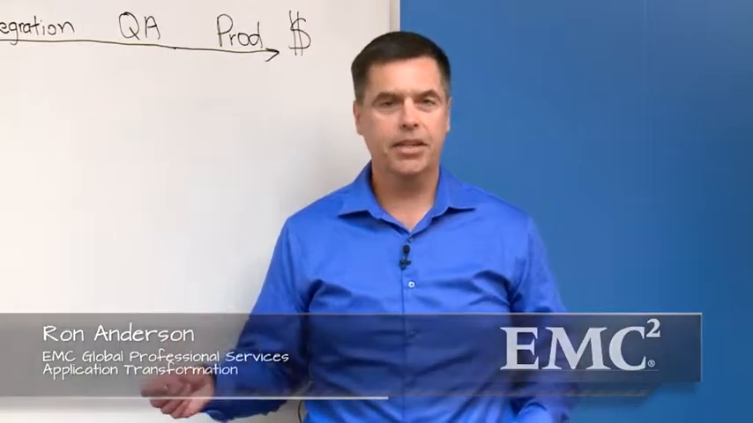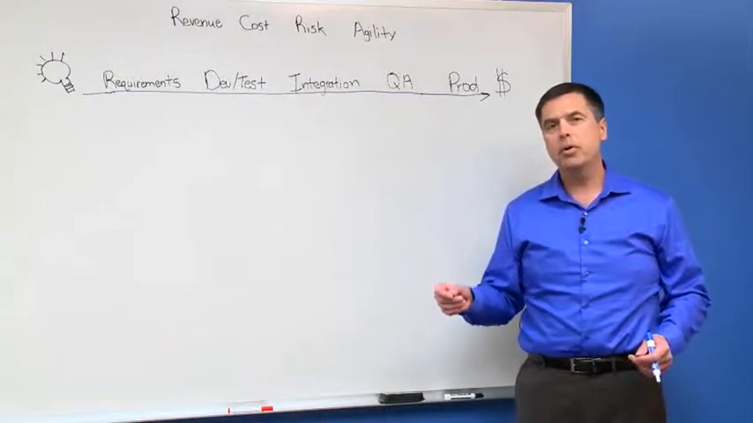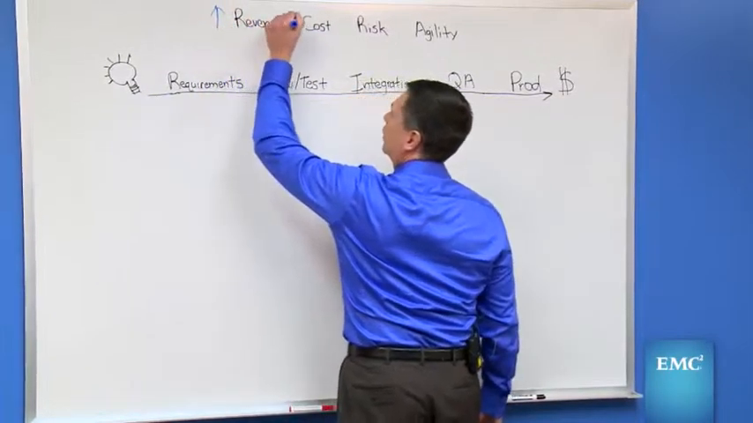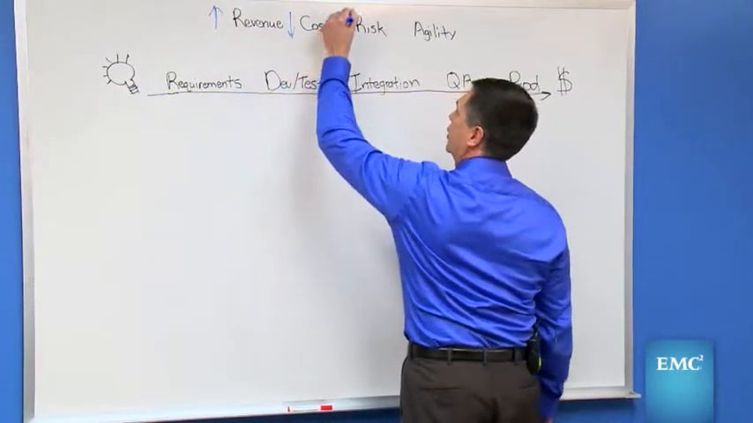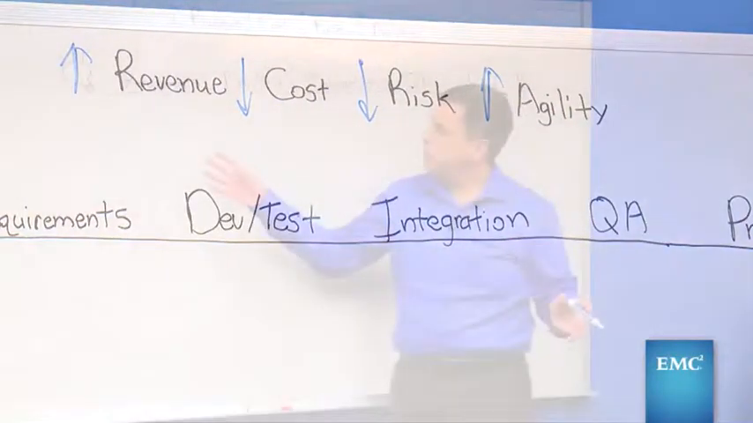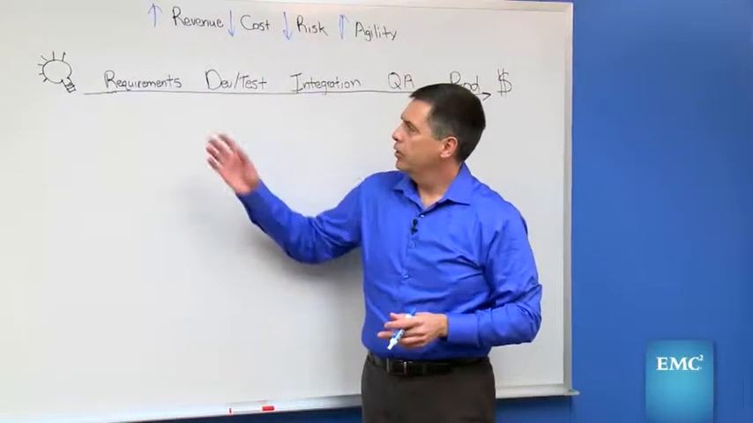Lean DevOps at EMC is focused on helping our customers optimize their application portfolio's software development lifecycle by transforming people, process, and technology in order to increase revenue, reduce cost, reduce risk, and ultimately increase agility. A typical software development lifecycle looks like this.